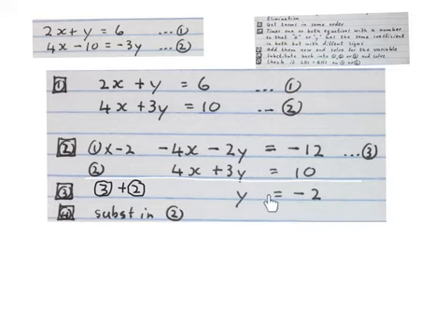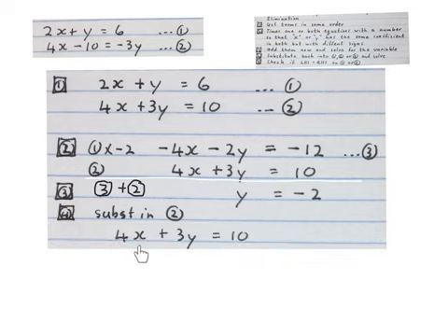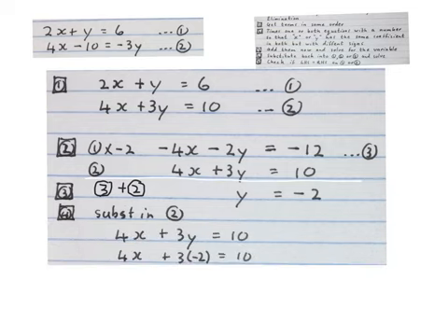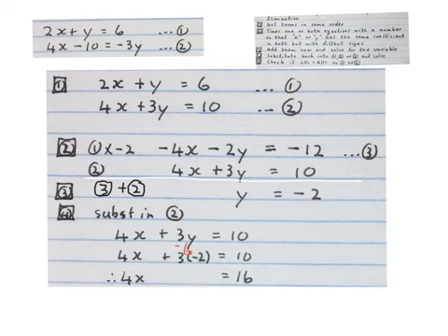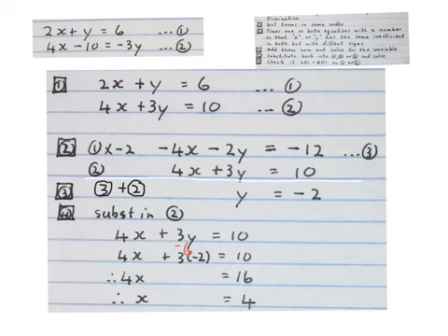Now substitute this value for y back into either 1, 2, or 3. I'm going to substitute it back into 2, that one. I usually write down the equation again. Substitute the minus 2 in the place of y. That 3 times minus 2 is minus 6. You plus 6 on both sides, you get 4x equals 16. Then we get x equals to 4. So our final answer is x equals to 4 and y equals to minus 2.